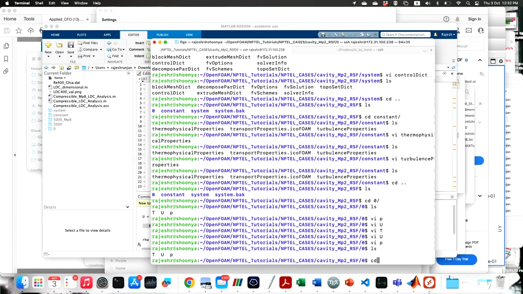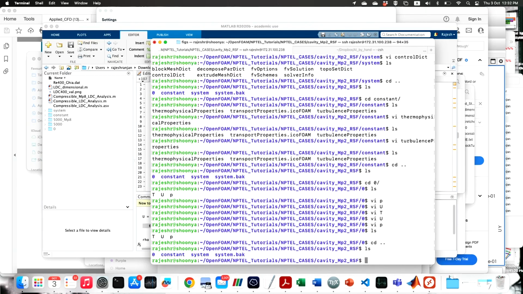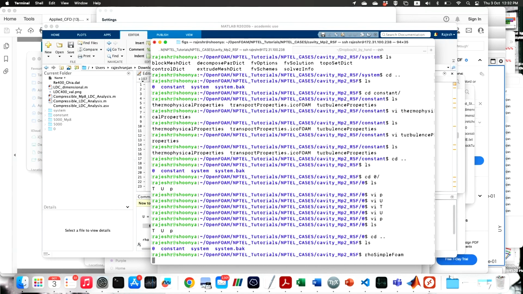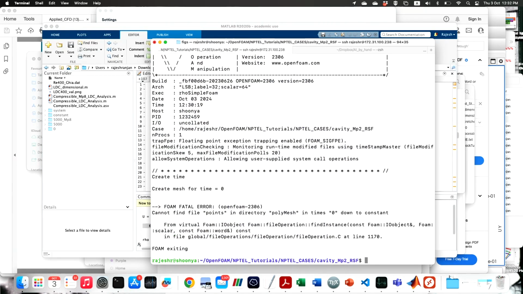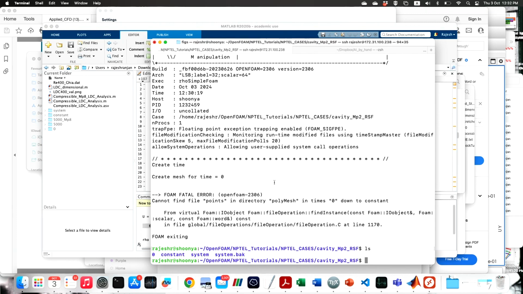So, we have set up the initial condition, boundary condition, and checked the solver. I will be sharing these files with you, so that it will help you. You just need to run rhoSimpleFoam. I have not created the mesh. It says that there is no polyMesh, that means I have not created the mesh. So, the first thing is to do blockMesh.